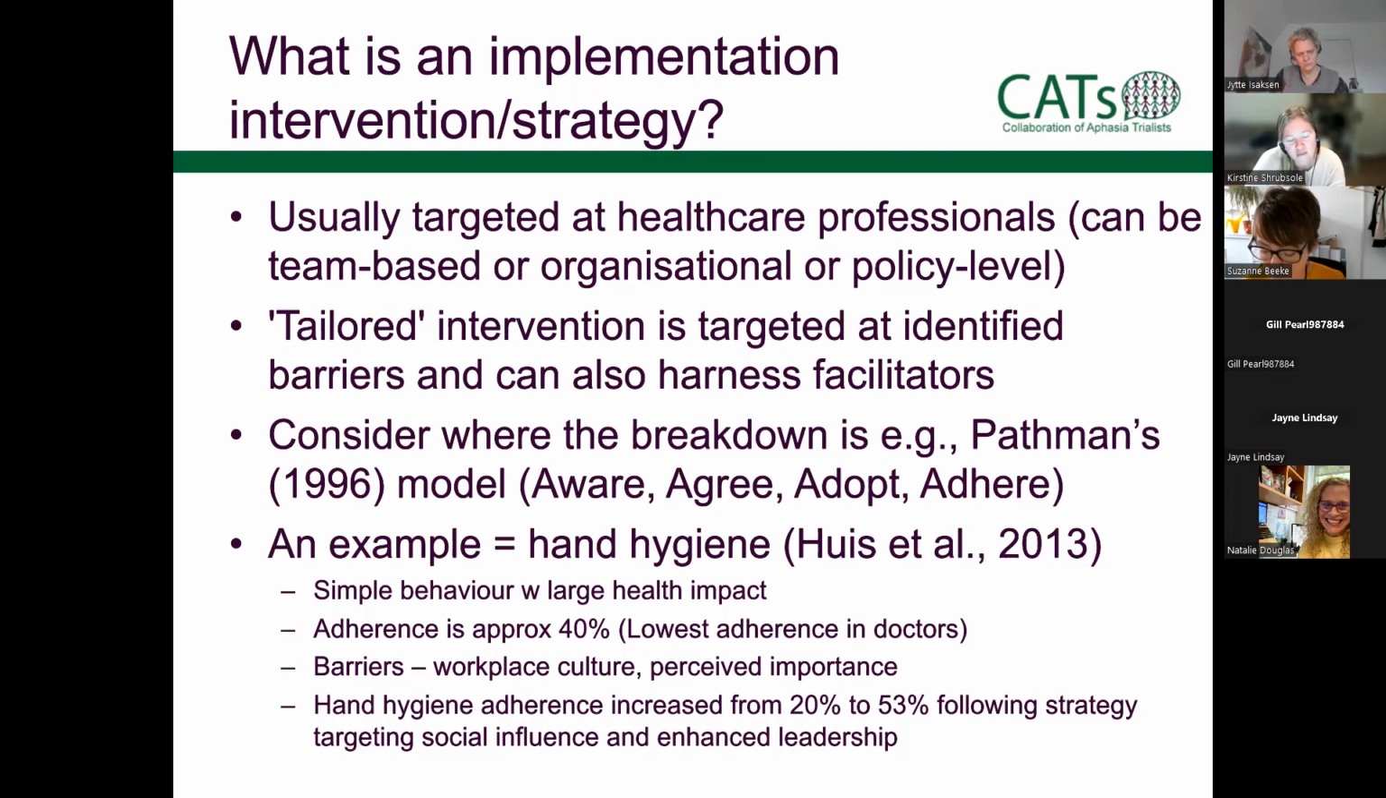So I guess just thinking about, I really like this example. We've talked about how we need to consider the context, and we need to know what the barriers are. There are a lot of different ways we can think about how to do this, and this early model by Pathman, I really like. It's very simple. If we're looking at implementing a clinical guideline, you need to be aware of it.